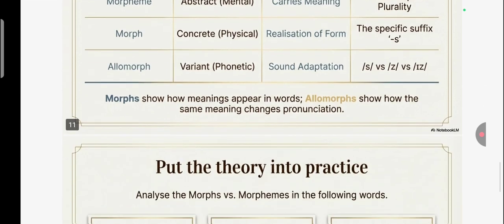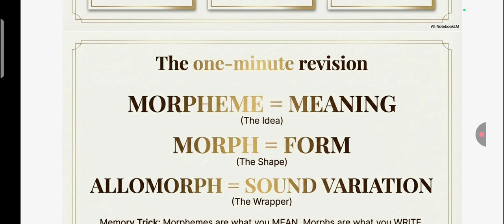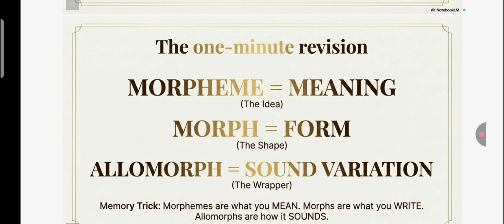So, let's revise quickly. Morpheme represents meaning, and morph represents physical form. Allomorph represents sound variation or variation in form. Understanding morphemes, morphs, and allomorphs helps us to see the hidden structure behind languages. I hope this video made these linguistic concepts simple and interesting for you.